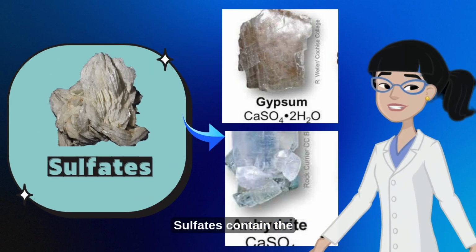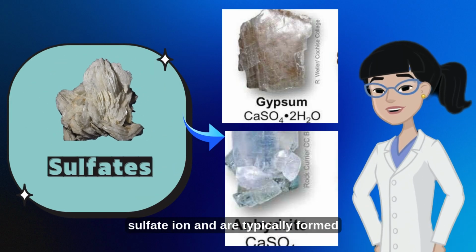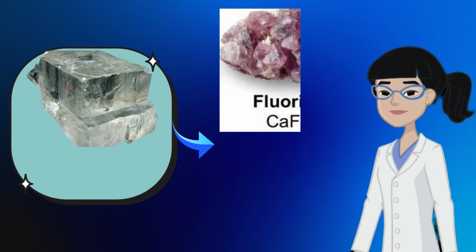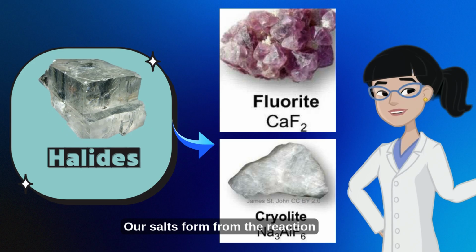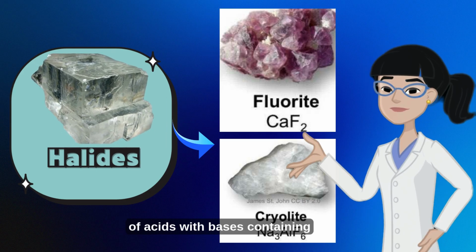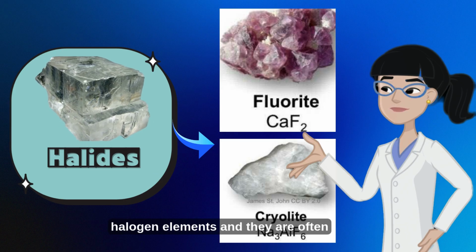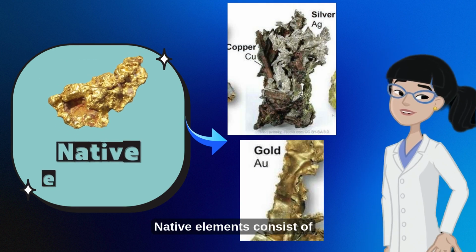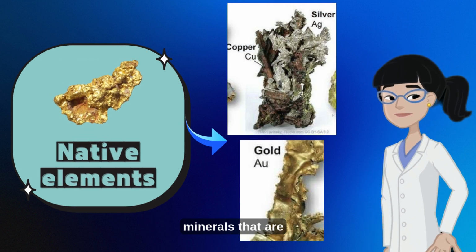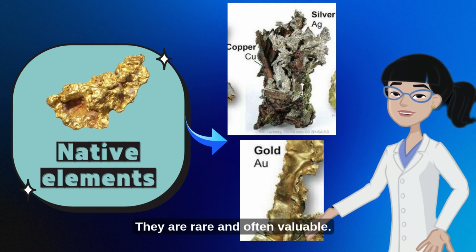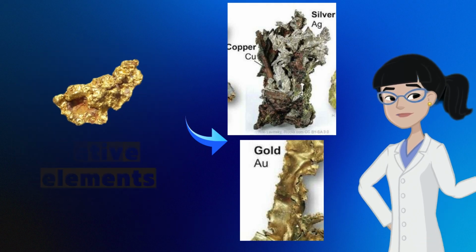Sulfates contain the sulfate ion and are typically formed through evaporation processes. Halides are salts formed from the reaction of acids with bases containing halogen elements. They are often soluble in water. Native elements consist of minerals that are composed of a single element. They are rare and often valuable.